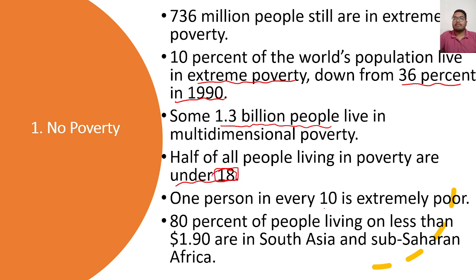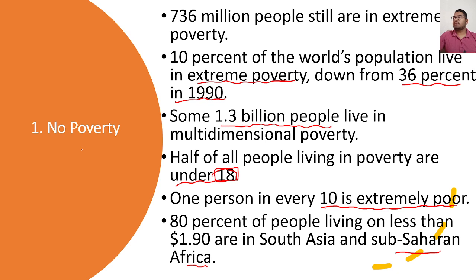Half of all people living in poverty are under 18. One person in every 10 is extremely poor. They're not just poor, they're extremely poor. And 80% of people living on less than $1.90 are in South Asia and Sub-Saharan Africa.